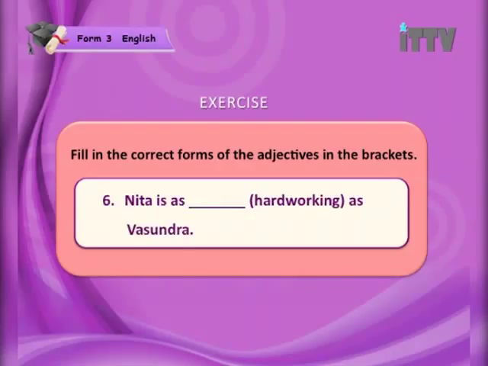Next, Nita has blank, hardworking as Vasundhara. Now, Nita, Vasundhara, remember? Nita is as hardworking as Vasundhara. That means they are both hardworking, aren't they?